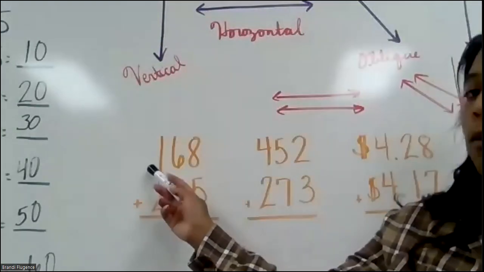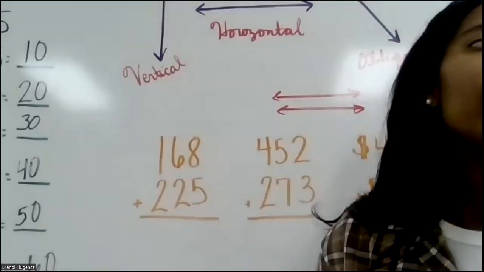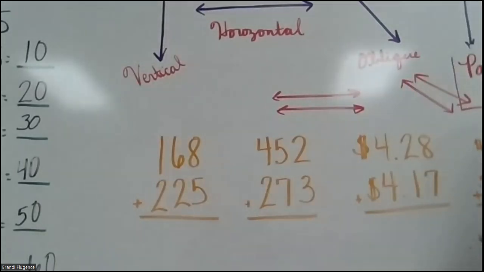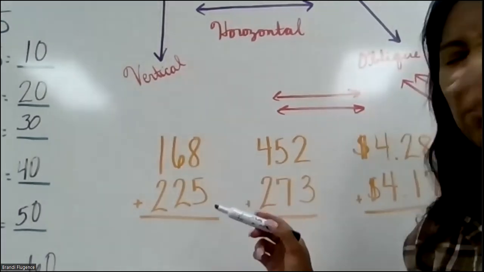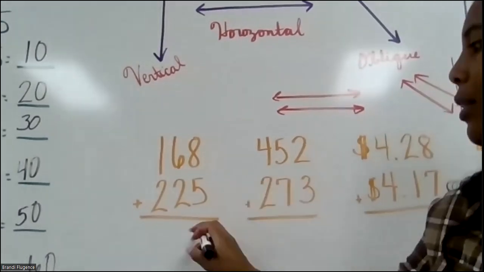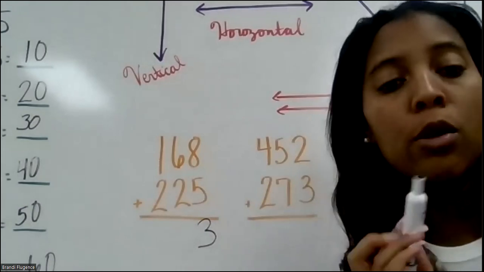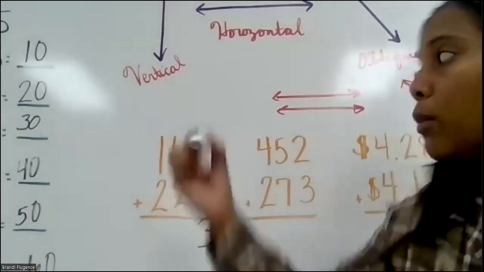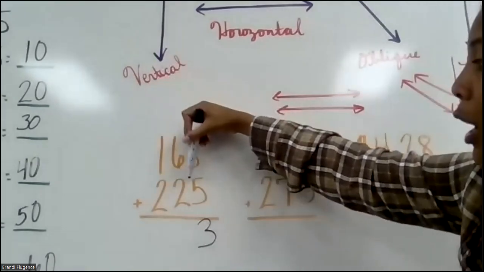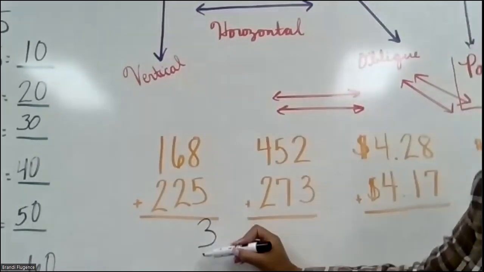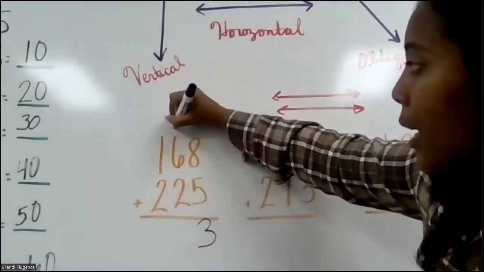So for example, I have 168 plus 225. I start in the back like normal. So 8 plus 5 equals 13. I'll put my 3 like normal. Now, when it comes to putting your 1, you have to make sure you carry over to the very next column. Don't skip the middle and go to the front. So 8 plus 5 is 13, I put my 3, and I carry the 1 over right here, okay?